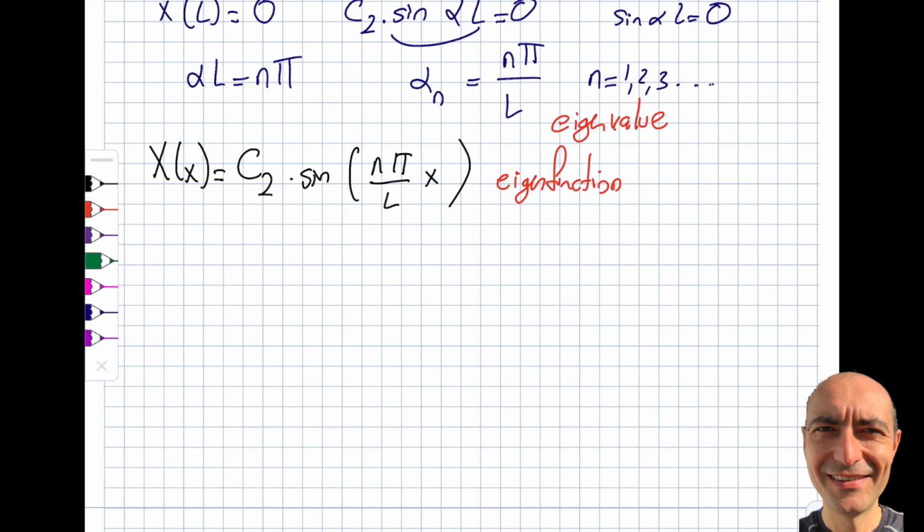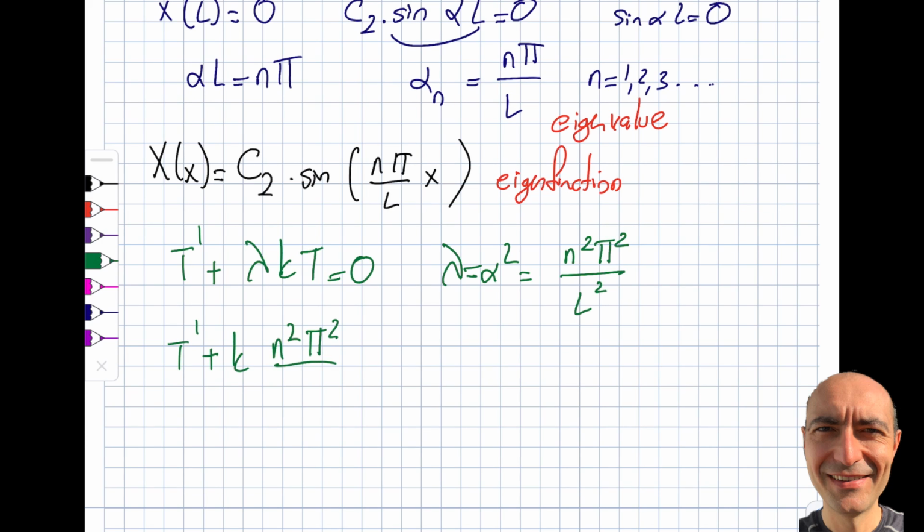So let's change the colors, and we're going to have t prime plus lambda k t is equal to 0. As lambda is alpha squared, if I plug it in, I get n squared pi squared by L squared. Okay, it's a very simple equation, right? So let's write t prime plus k n squared pi squared by L squared t is equal to 0. If I go ahead and solve this, it's a very simple first order ODE. I'll get t to be c3, because I used c1 and c2, e to the minus k n squared pi squared by L squared t.